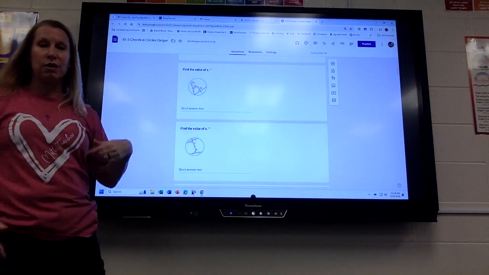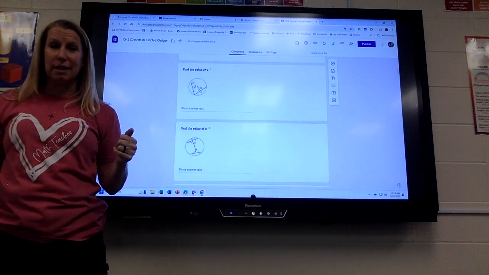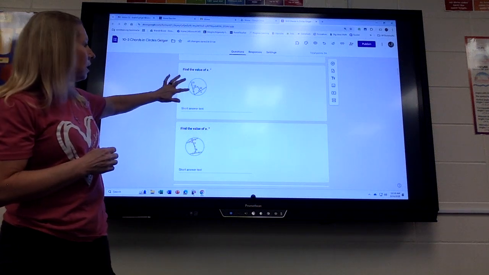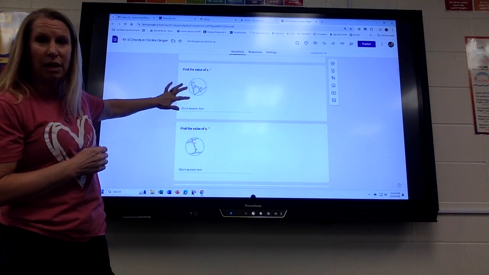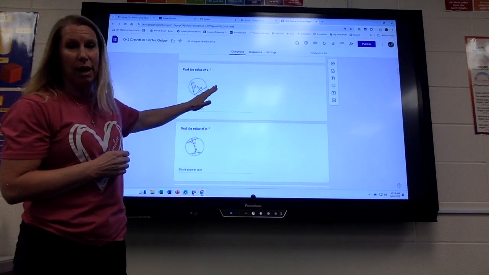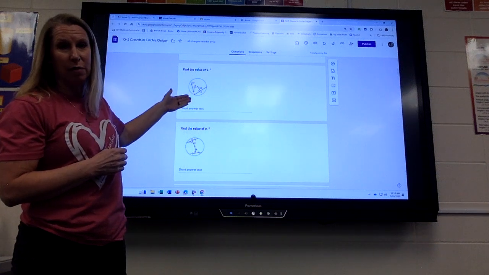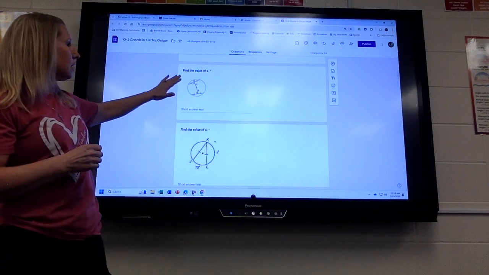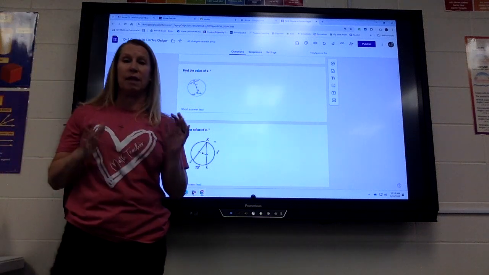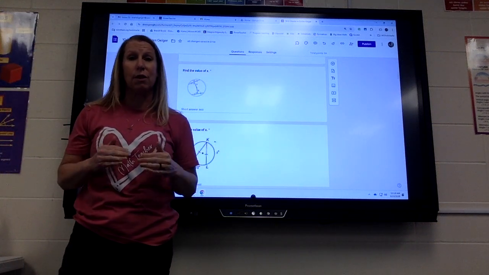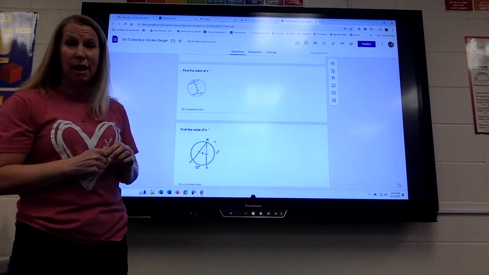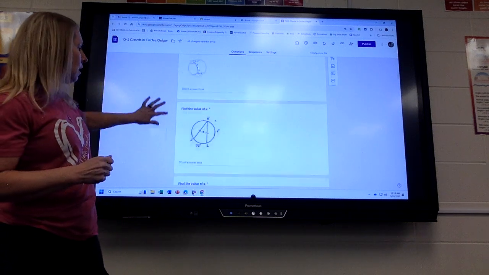On this one, notice the two chords are the same distance away from the center, so that means they equal each other. So what would the entire length of that chord be? That is going to be what x is. So 25 plus 25, that's going to give you that chord. And then this one, those two chords are equal, so that means they are the same distance away from the center. So if this distance is 8, that means x would also be 8.